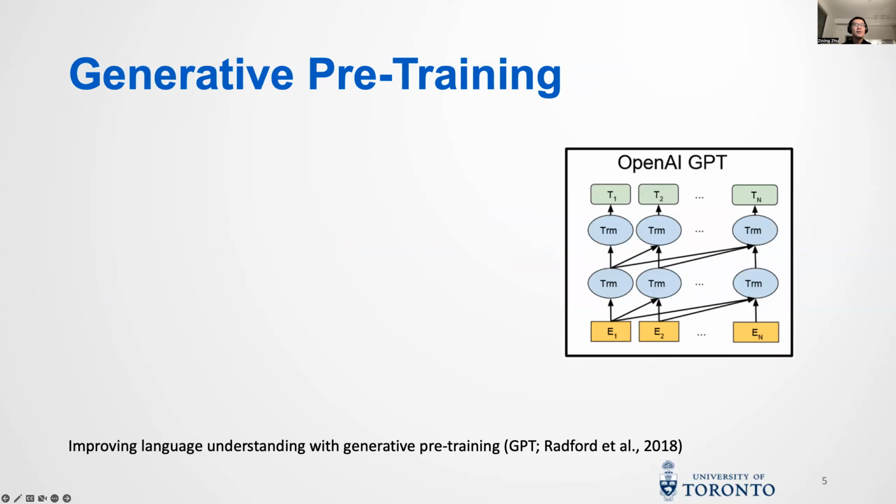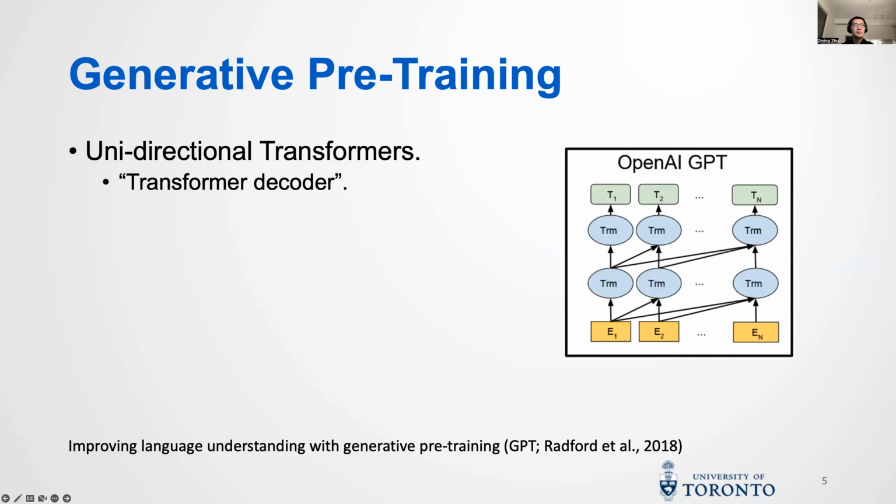Let's first take a look at the structure of generative pre-training. The GPT model really sets the backbone for the GPT family models. The structure is shown on the right-hand side of the slide. A GPT model is a transformer decoder. So it's a unidirectional transformer, meaning that the representation of each token depends only on the token itself and the previous tokens.